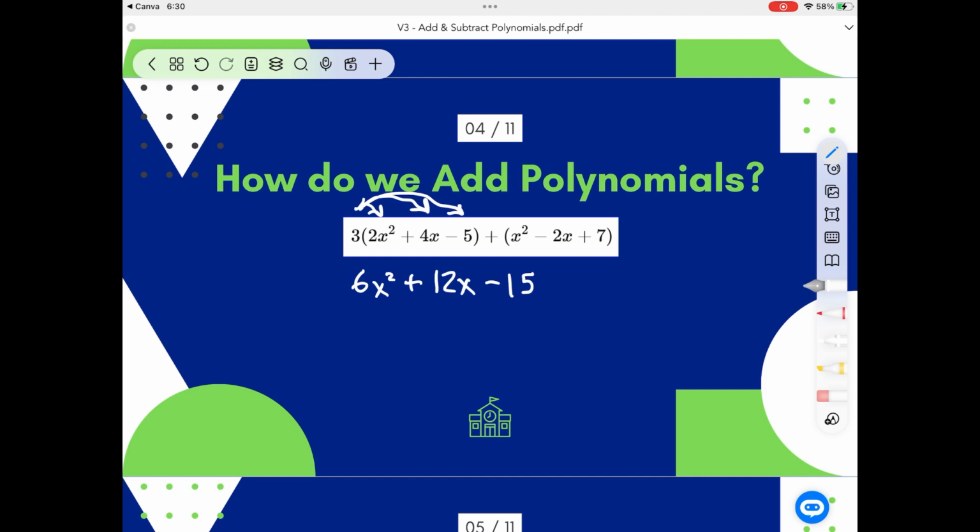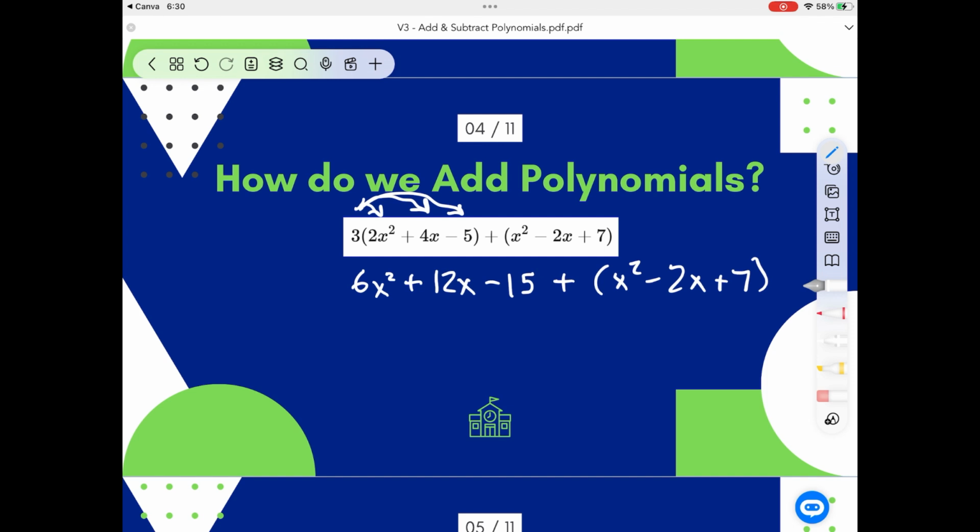So I can rewrite the original polynomial that has a coefficient of 3. I can just multiply that through and say that I want to have a total of 6x squared, then 12x, and then a negative 15. And then the second polynomial is exactly the same as it was. x squared, minus 2x plus 7.